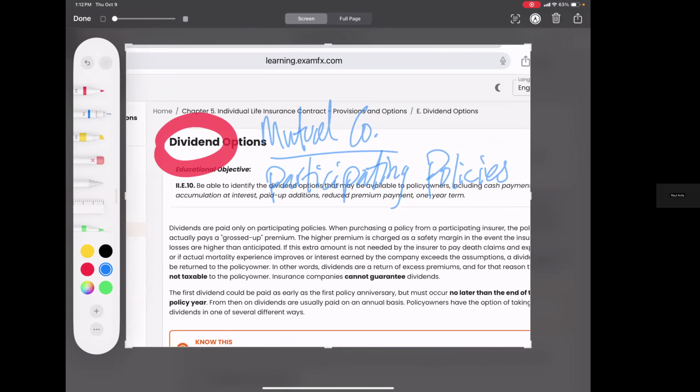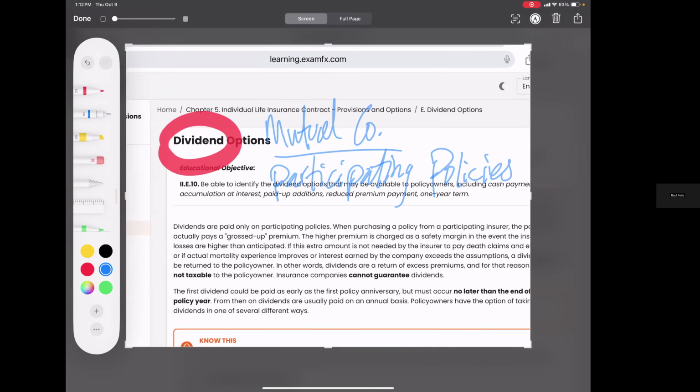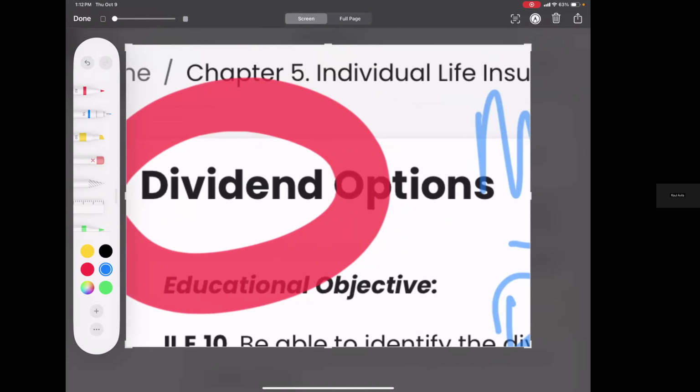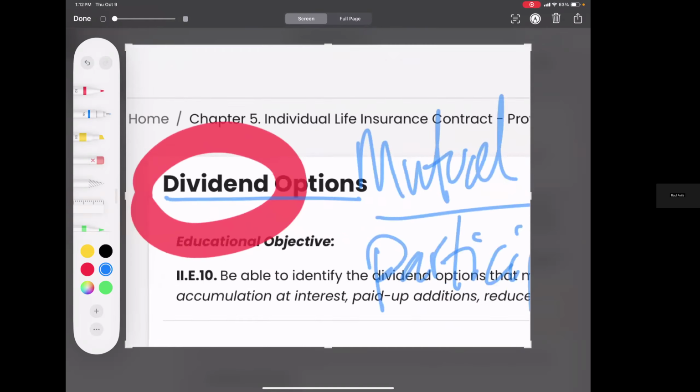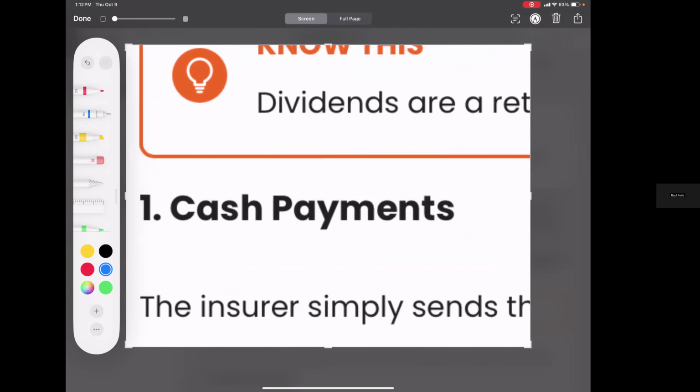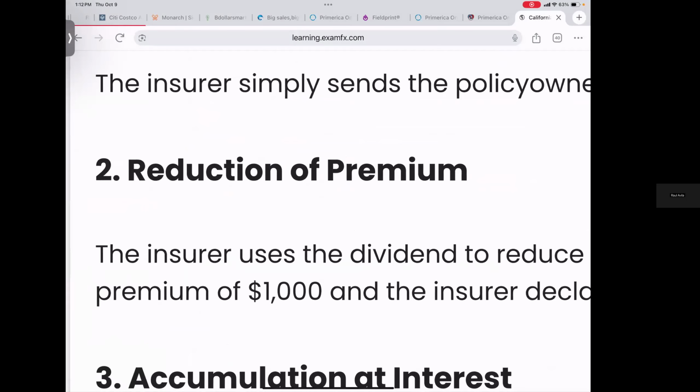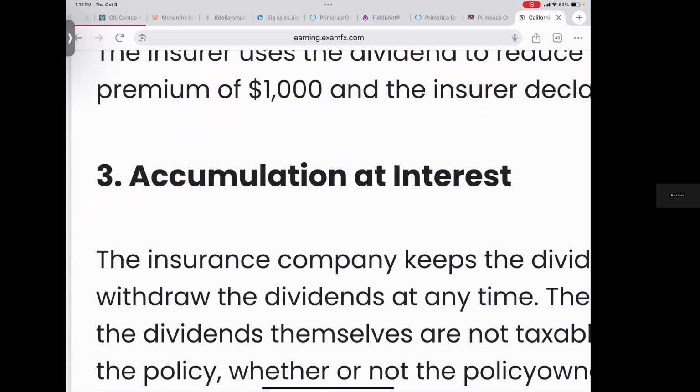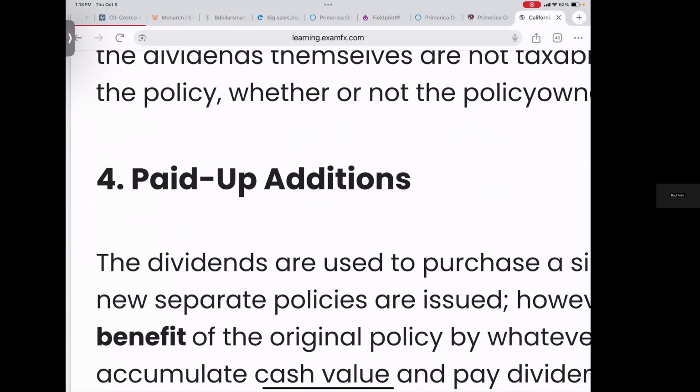Okay, so when they do give you dividends, that's where dividend options come into play. When they do give you dividends, what are your options? Your options are cash. Just give me my money. Reduction of premiums. Just lower my premiums. Easy, right? Accumulation at interest. Just put it in an account and let it gain interest. Paid up additions. Use my dividends to give me more coverage till age. What's paid up mean? Till age 100.